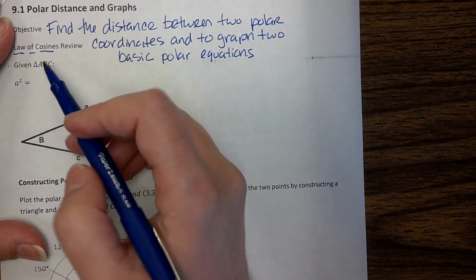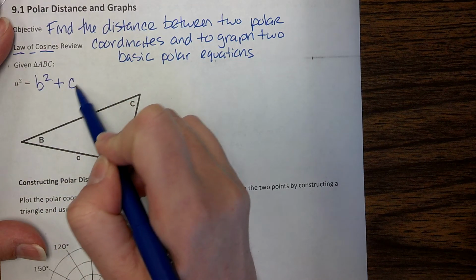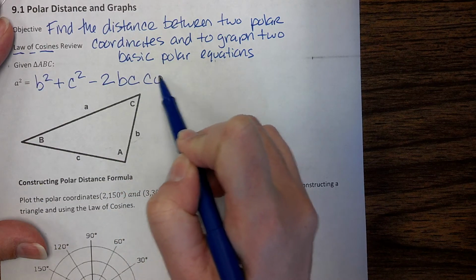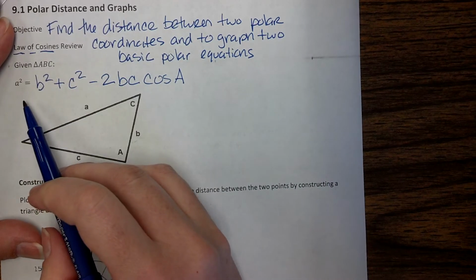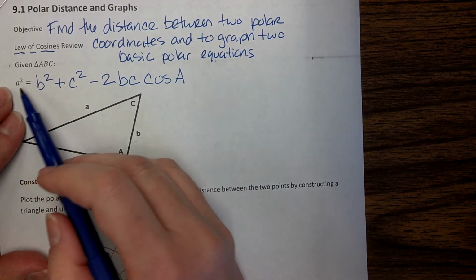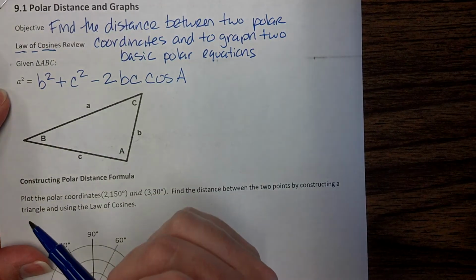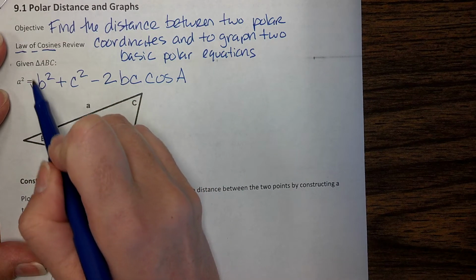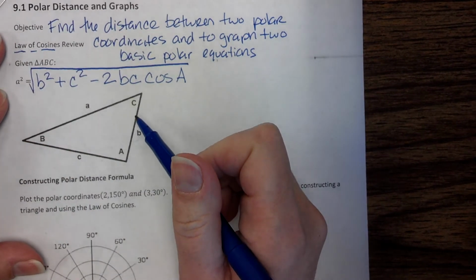Our law of cosines formula was a squared equals b squared plus c squared minus 2 times bc times the cosine of the angle. It was kind of easy to remember because if you start with side A, you have to have angle A at the end, and then B and C were just the other two sides. And if you wanted to solve for A, we had to take the square root of this whole thing. This was easy, we just had to type it in our calculator.